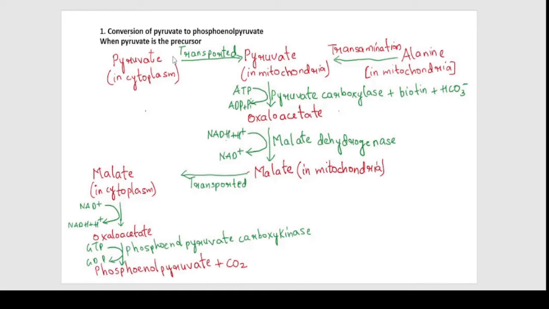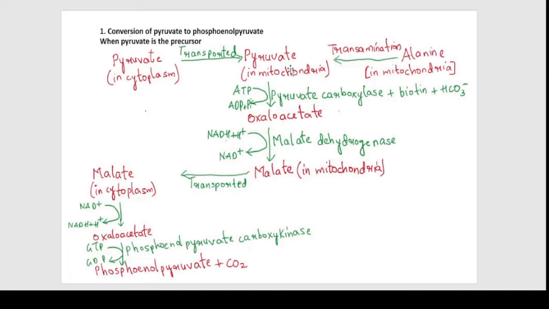So the first reaction where pyruvate is converted to phosphoenol pyruvate, there are two methods by which pyruvate can be converted to phosphoenol pyruvate. The first method is when pyruvate is the direct precursor. So the pyruvate which is present in the cytoplasm is first transported to mitochondria, or in the mitochondria the alanine which is present is converted to pyruvate by transamination reaction.